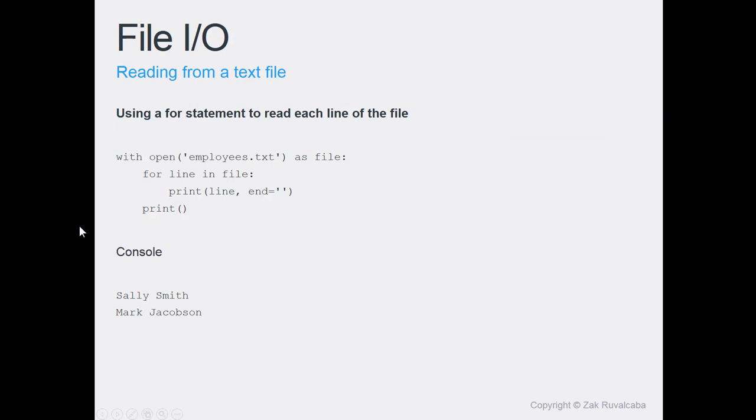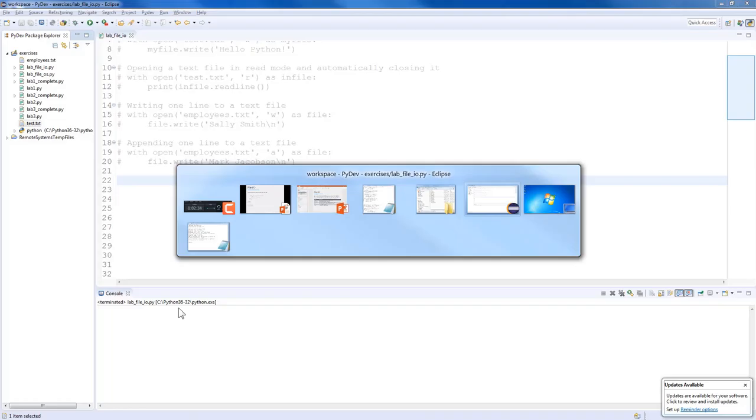So here's how you can use a for statement to read each line of a file. Notice in this case we have the with statement, of course, to open the file and close it, right? We're reading employees.txt, which should now contain 2 employees. Then we say for line in file, and then we print the line, and at the end we print no separator, and then a space here to give us a new line break. So rather than doing a backslash n or something of the sort, we're just printing a blank space. So let's go ahead and see how this works here.